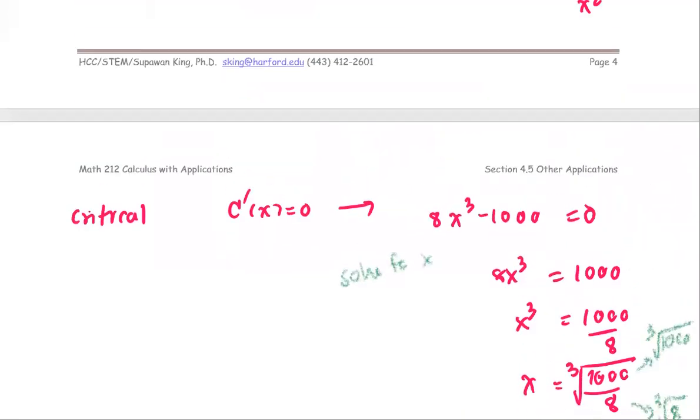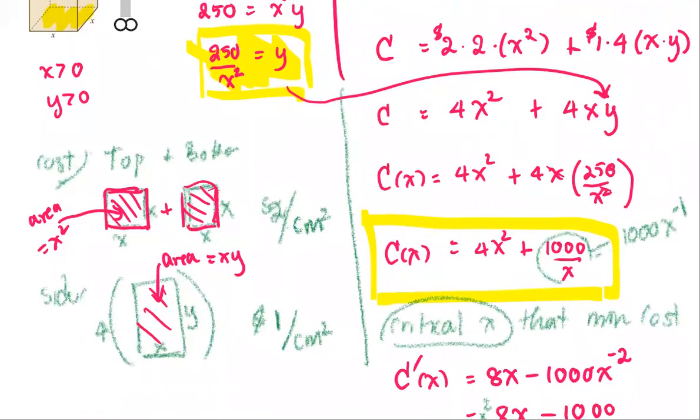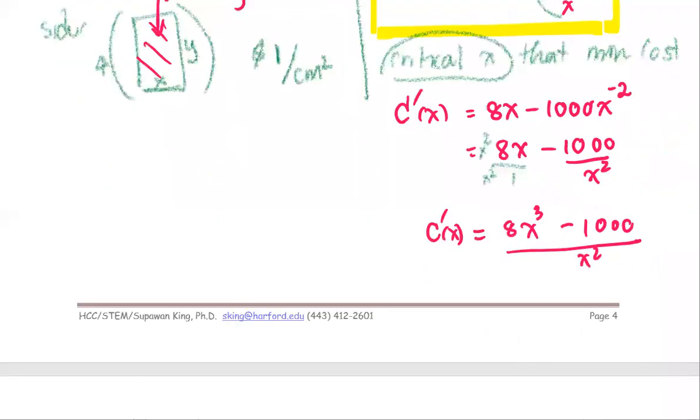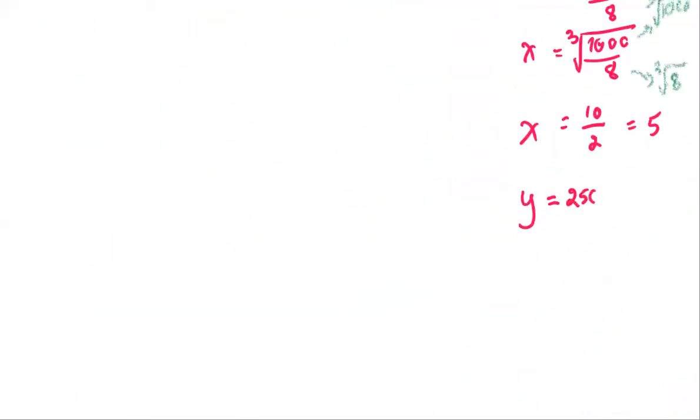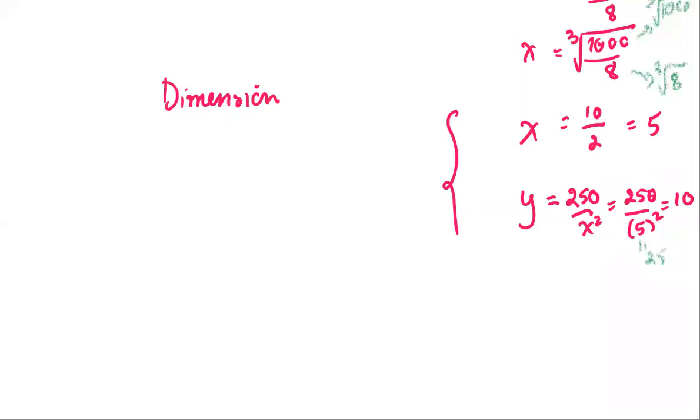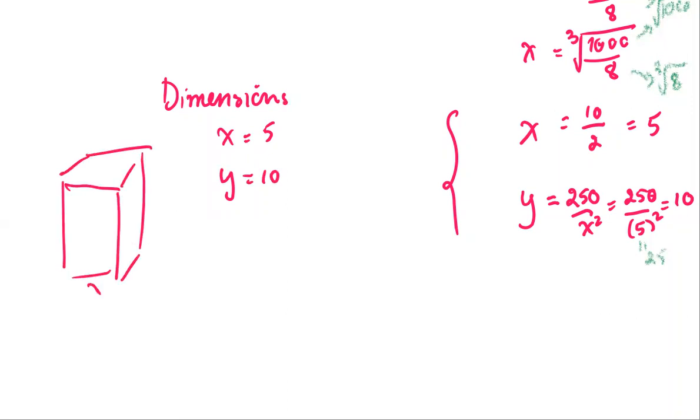What is the relationship of x and y? As we got earlier in the yellow box here, y is 250 divided by x squared. That is 250 divided by 5 squared, and 5 squared is 25. Therefore, y is 250 divided by 25 and turns out to be 10. So we have the dimensions as x equals 5 and y equals 10. When you look at the box, x, and then y, so it's going to be 5 by 5 by 10 centimeters.